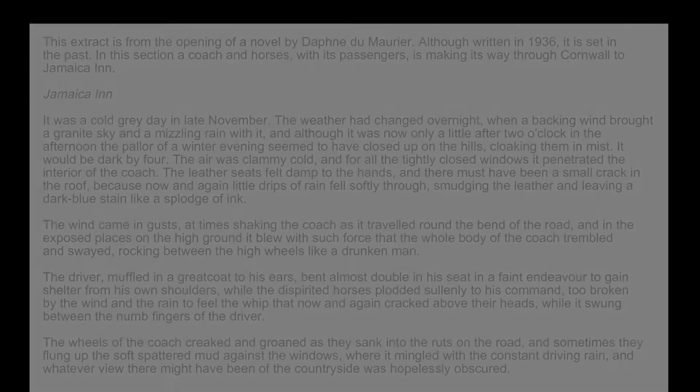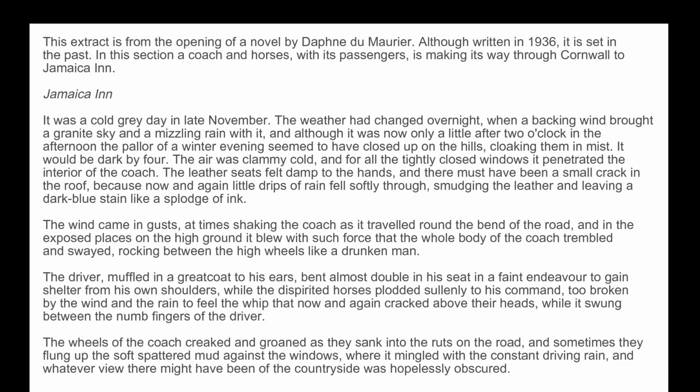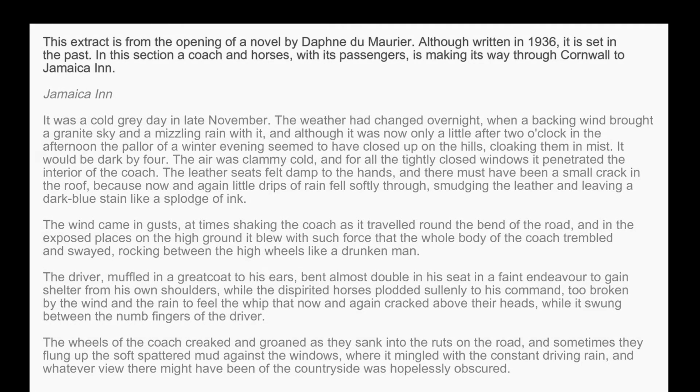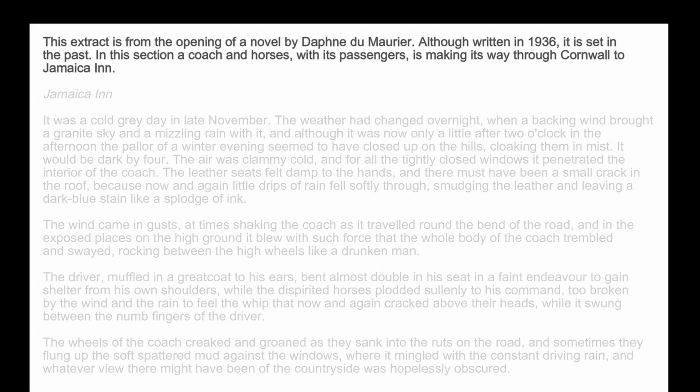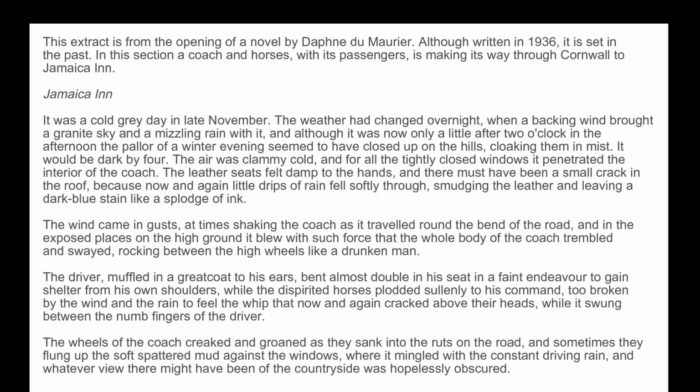So to start, here is the extract if you don't already have it printed out. Don't forget to read the introductory section here, as it will help you to put what you are reading into context.